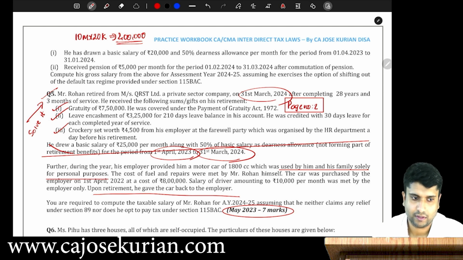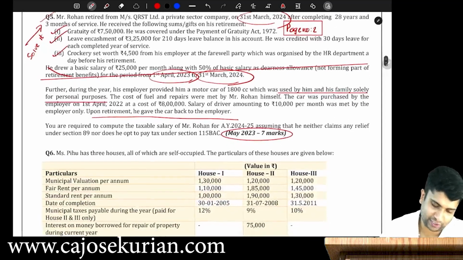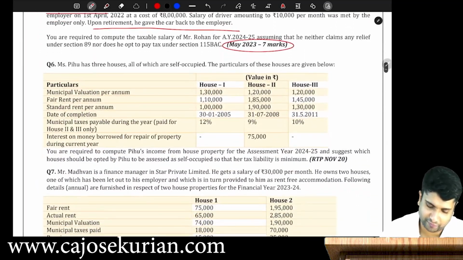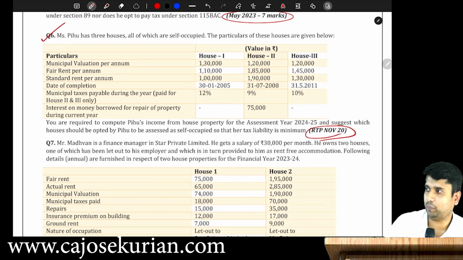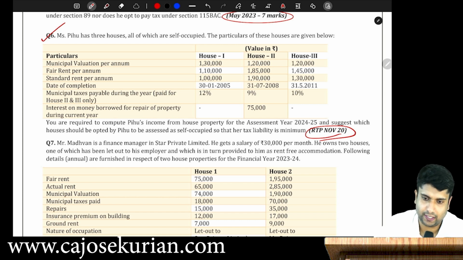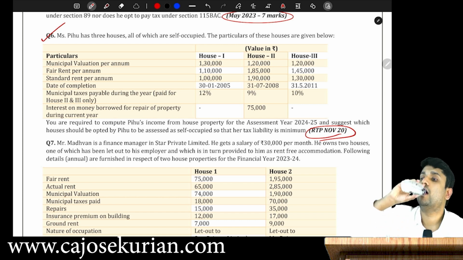Yes. So shall we solve another problem? This is one of my favorite questions. Question 6, RTP November 2020, house property. So shall we do it together? All right. Listen.